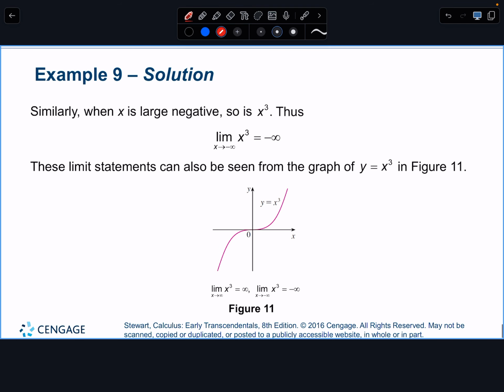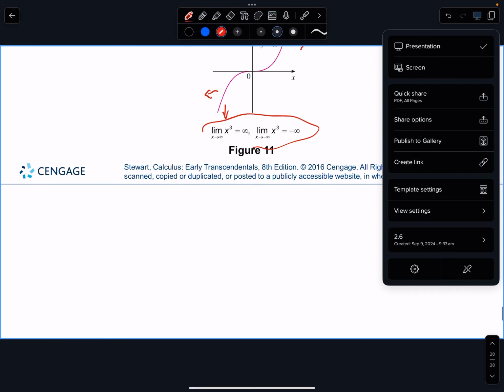So you can see on the graph, x is going forever and y is going forever, positive. But here, x is going forever in the negative direction, and so is y. So there are 2 different limits as you're going out. But the limits are at infinity. All right, so that's all for this section.